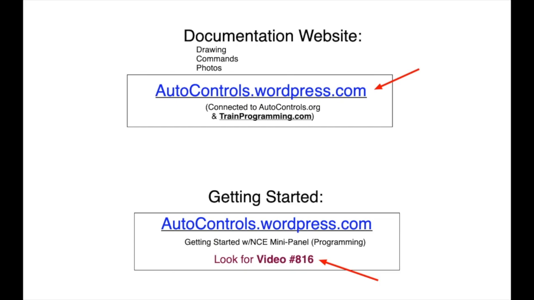The documentation website for all this stuff is at AutoControls-dot-wordpress.com, which is part of the AutoControls-dot-org and trainprogramming.com websites. The video for getting started with this train programming is video number 816. It's called Getting Started with the NCE Mini Panel, which is what we're programming. It has about 15 experiments similar to what we just did, starting real simple, like just blinking that LED using the reset button, and working up through running two trains on the same loop and running a single train point to point.